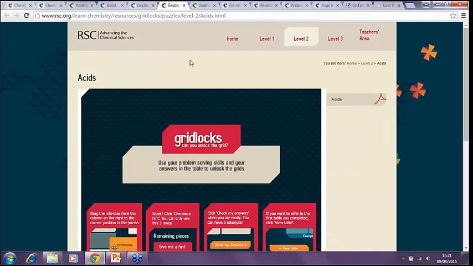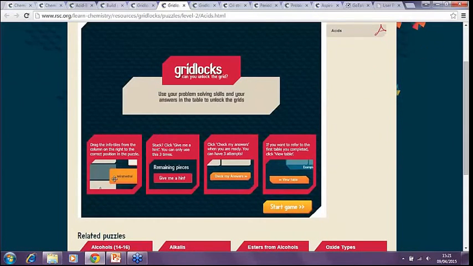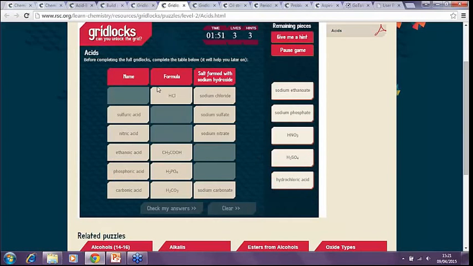So to start off with Gridlocks, you have to complete a table. So this is about matching up information. So you've got, in this example here, we've got the name of the acid, the formula, and the salt formed when that acid reacts with sodium hydroxide. And you can see here, I'm on the time limit, and I've only got 3 lives. But I can get some hints if I need them. Okay, so I'm going to try and match them up.